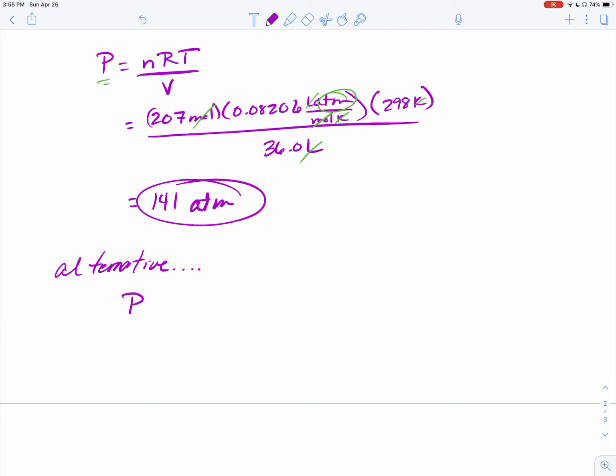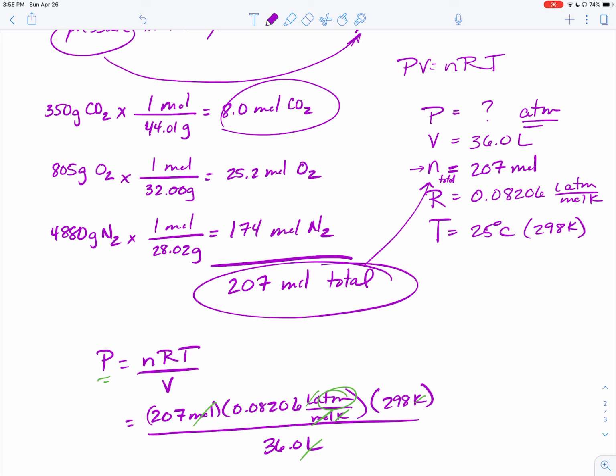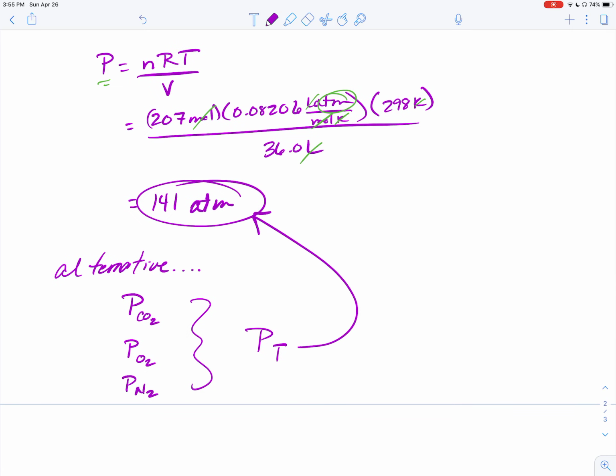You could solve for the pressure of CO2, the pressure of O2, and the pressure of N2 using each individual mole value you could plug into that equation here. Solve for the individual pressure and then just sum those up to give you P total. If you do it that way, I promise you'll get the same answer here. So it's whichever method you prefer to use, and it's whatever works for you. So again, this is Dalton's partial pressure law and the use of the ideal gas law.